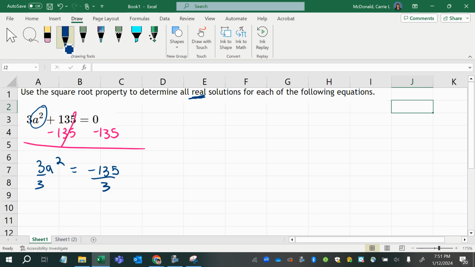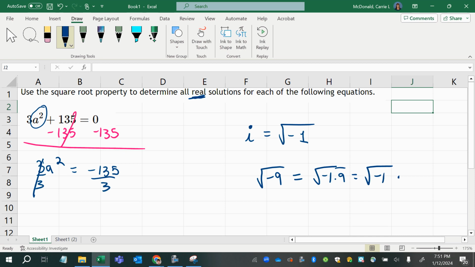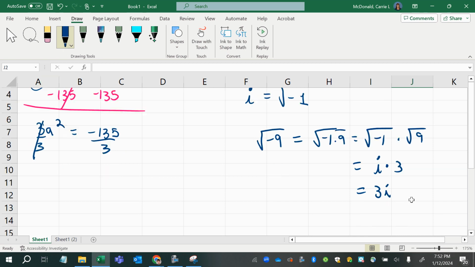And I can already tell you that this is going to be no real solutions because I've got a negative that I'm about to take the square root of. And when you take a square root of a negative, you always have i involved because i is the imaginary unit, which is the square root of negative 1. So anytime you've got a negative number, let's say you have the square root of negative 9, that could be written as the square root of negative 1 times 9, which could be written as the square root of negative 1 times the square root of 9, which could be written as i times 3 or 3i, right? So that's an example of a non-real solution or a non-real number.